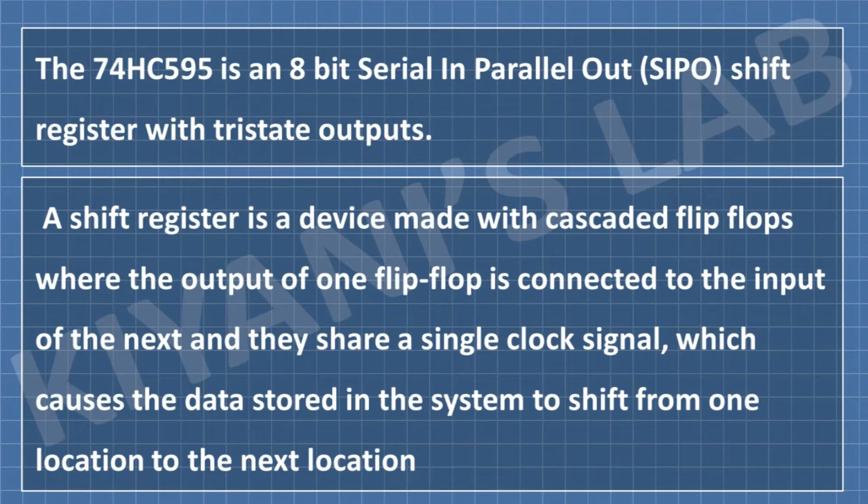The 74HC595 is an 8-bit serial in parallel out shift register with tri-state outputs. A shift register is a device made with cascaded flip-flops where the output of one flip-flop is connected to the input of the next flip-flop and they share a single clock signal which causes the data stored in the system to shift from one location to the next location.